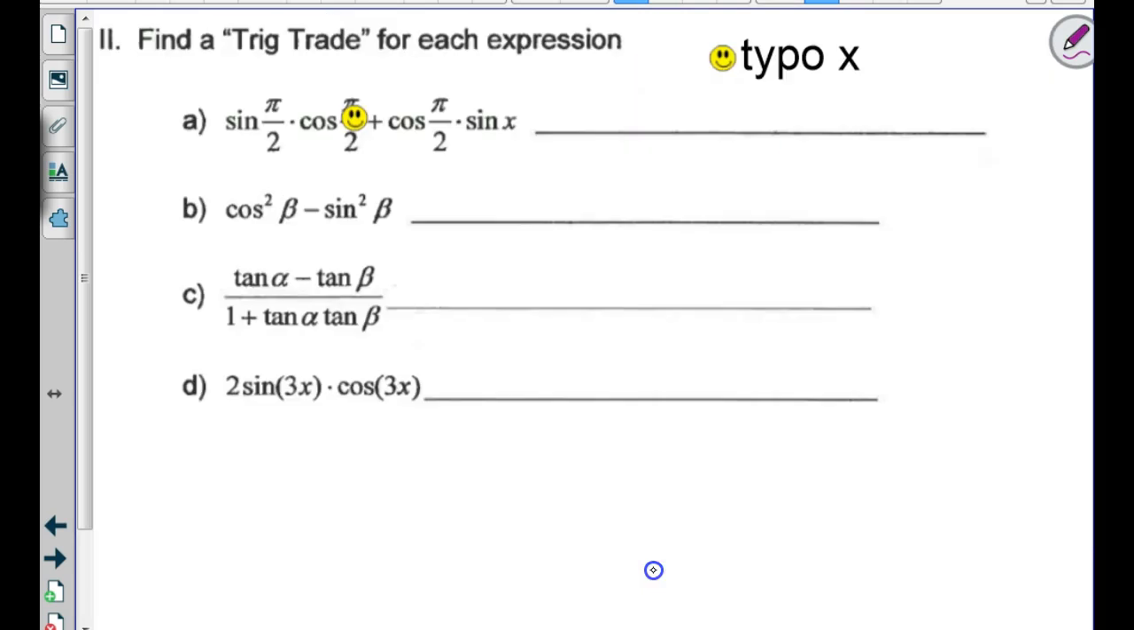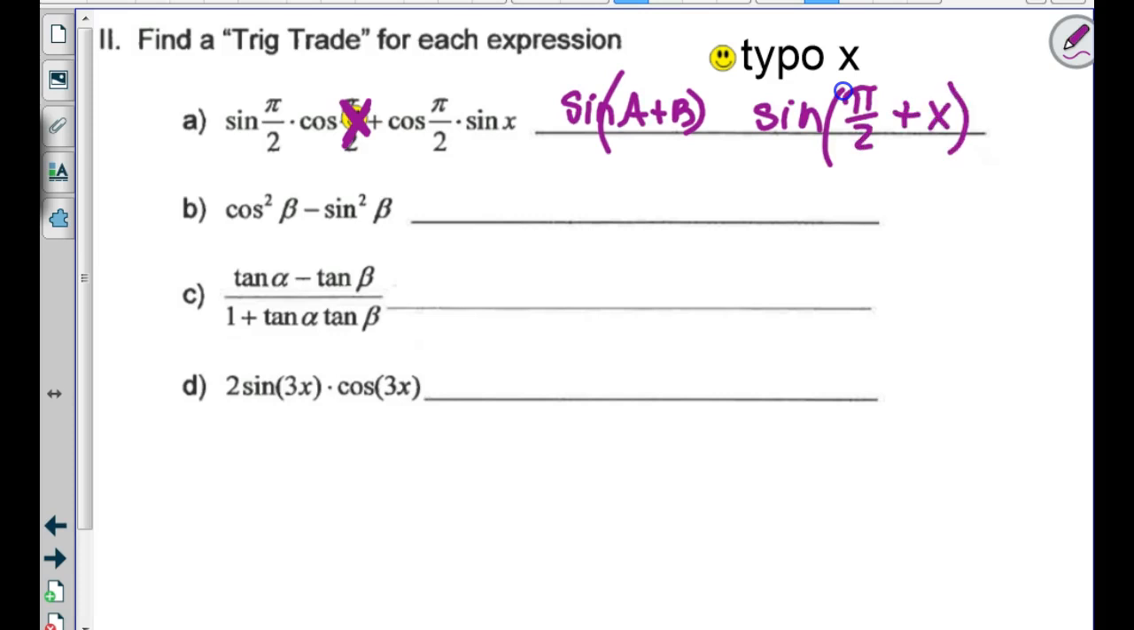Let's practice this. Look at your unit circle sheet. This is wrong. It's supposed to be an X right here. Did I fix it on your sheet? Can you find a rule for me that says sine cosine plus cosine sine? But what are A and B on this example? Pi over 2 plus X. That's what you're doing on these. Everybody feel okay? What is D?